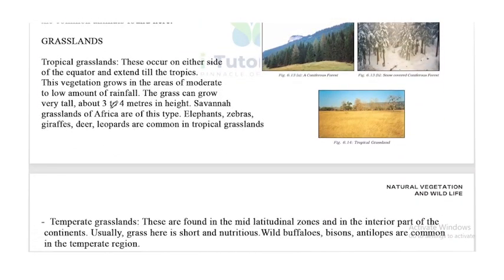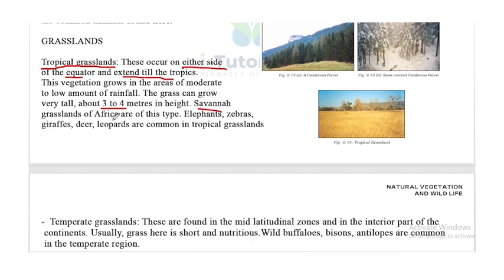Now, grassland. The first one is tropical grassland. We already discussed the forest. Now, grasslands. These occur on either side of the equator and extend till the tropics. This vegetation grows in the areas of moderate to low amount of rainfall. The grass can grow very tall, about 3 to 4 meters in height.